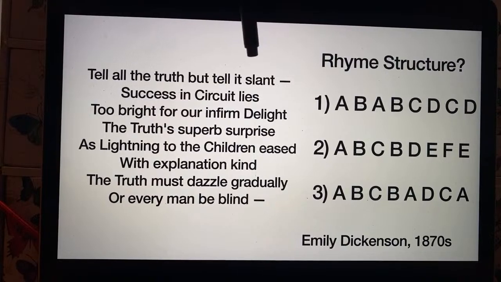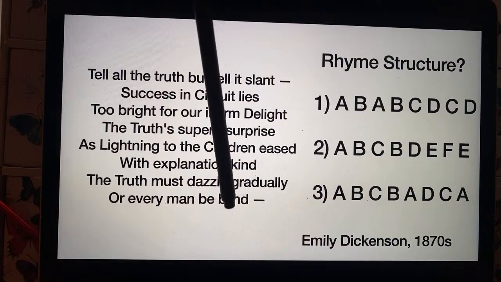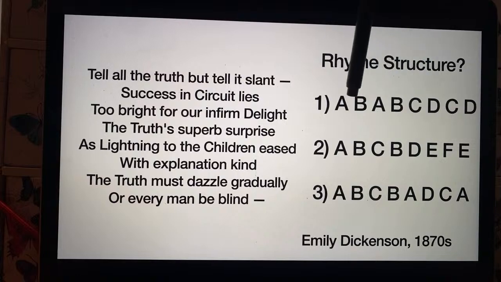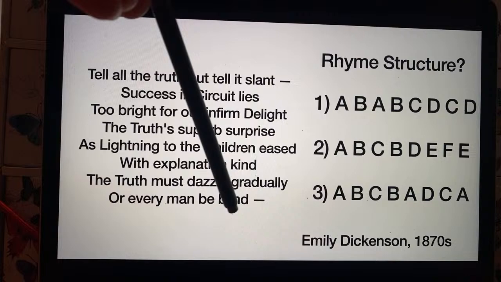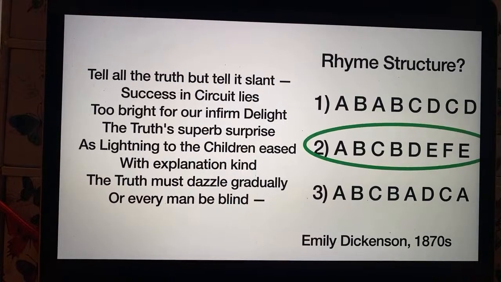Well, I think the easiest thing to do is to say, okay, slant is the first rhyme, that's A, and then slant doesn't rhyme with anything else. So it must be the option that doesn't have any other A's in it. Slant doesn't rhyme with delight, and slant doesn't rhyme with blind. So it must have been number 2. Well done if you spotted that. I think that was the most complicated one.